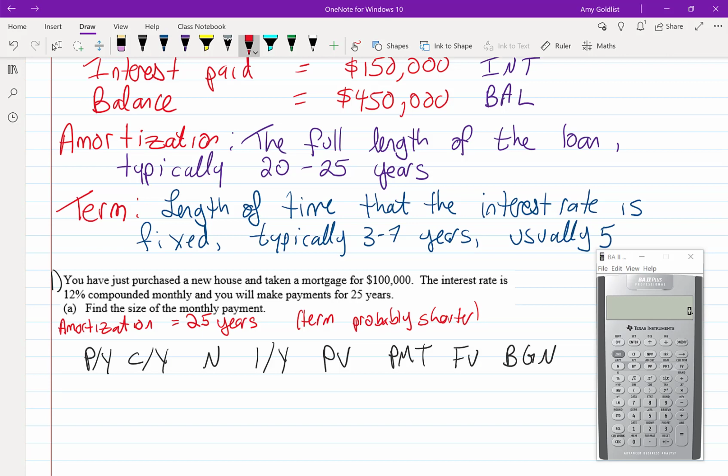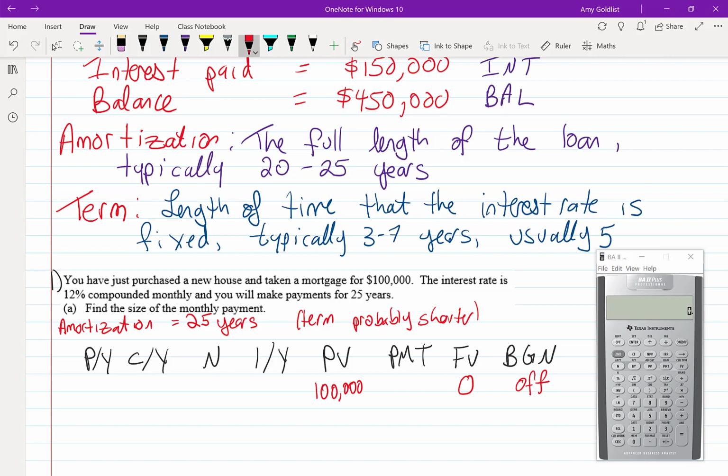Our mortgage is for $100,000. I like to make my present value positive, but some people really like to make them negative to show that they're borrowing money. Either one is fine with me, as long as your present value and your payment are opposite signs. Your future value, though, should always be 0, because when you pay off a loan, you pay it off completely unless you're told otherwise. With a mortgage, any money you pay at the beginning is considered part of the down payment, so we're always going to treat this as an ordinary annuity.